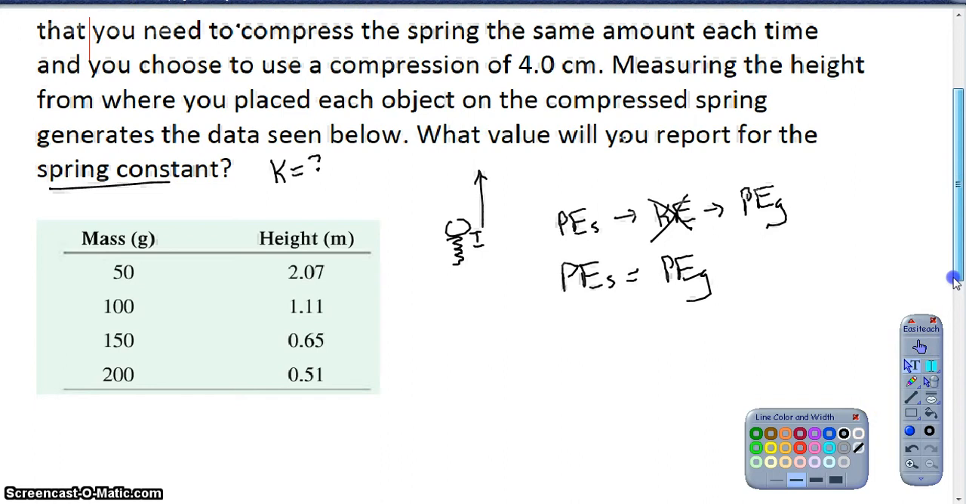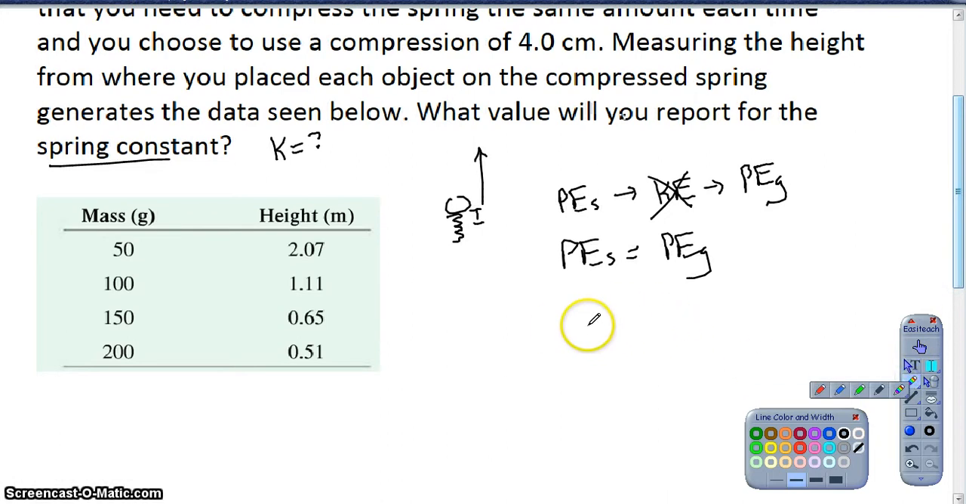If I start to break this up and look at what measurements I do and don't know, this is 1/2 kx squared, which is good because that may give me a route to find k. This over here is mass times gravity times height, and if I look at the table, I know the mass and I know the height. So as I look through this equation, it does look good because it gives me a route to solve for k.